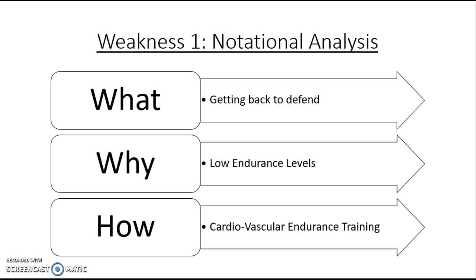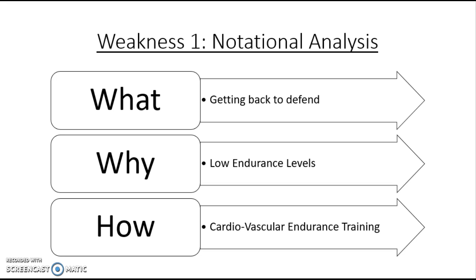Ewan's weakness for notational analysis was that he covered more distance in the attacking half than the defending half. This would have been because he would have been a more attacking-minded player, but mainly because his endurance levels were low, which meant after sprinting to attack he wasn't able to get back and defend after, as he had fatigued from attacking. This then meant that he stayed in the attacking half more, and when his team got the ball he would then attack with them as he was already in the attacking half.